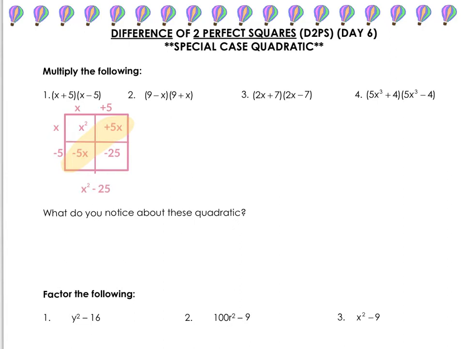So like I said, that's the only one I'm going to do for today in the video. Then when we come together tomorrow, you're going to do the next three and make the observation to tell me in class, what do you notice about these quadratics? Okay, so we're going to skip down to factoring.